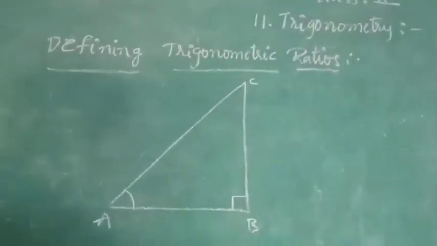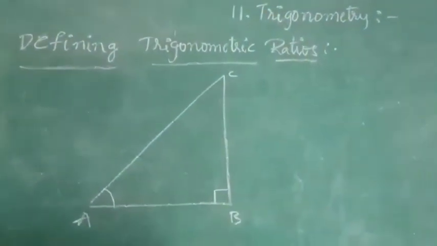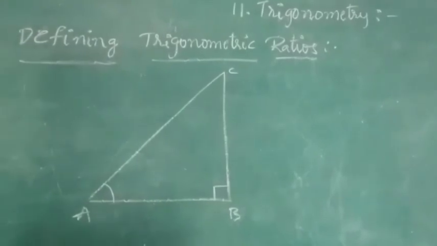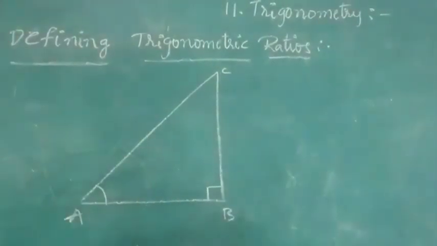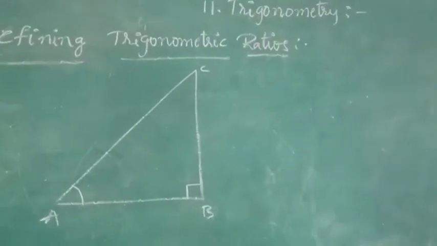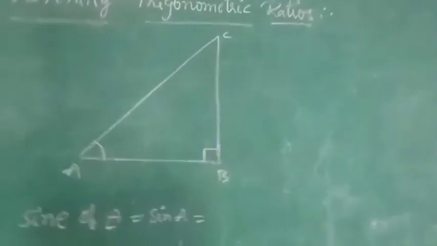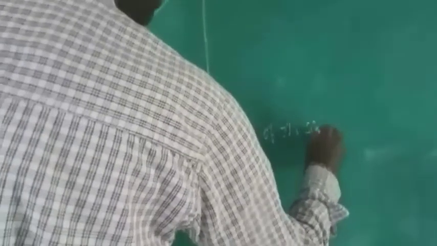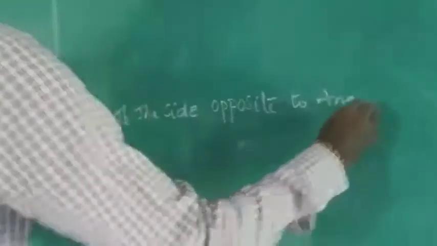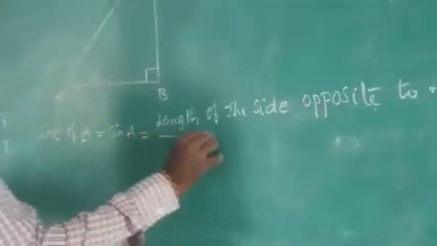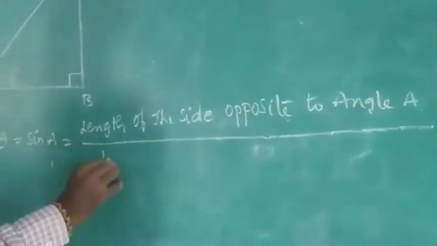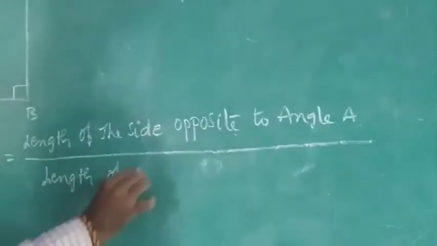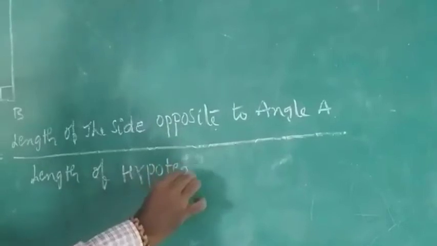So let me define sine of angle A. You can call it sine A. So sine A is the length of the side opposite to angle A by the length of the hypotenuse.